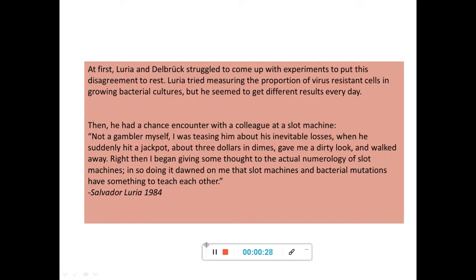And Luria tried to measure the proportion of the virus resistant cells in growing bacterial cultures, but he seemed to get different results every day. And he was in fact totally confused with it. And as we all know, every new discovery might sometimes be due to serendipity, or something might give you an intuition, probably saying you that this is the way it is.